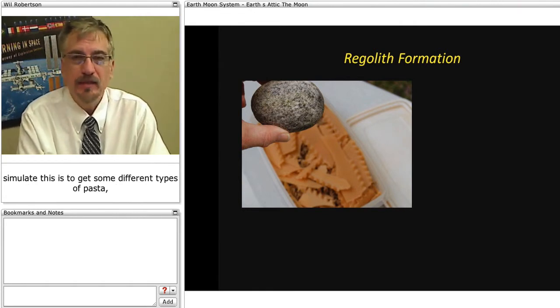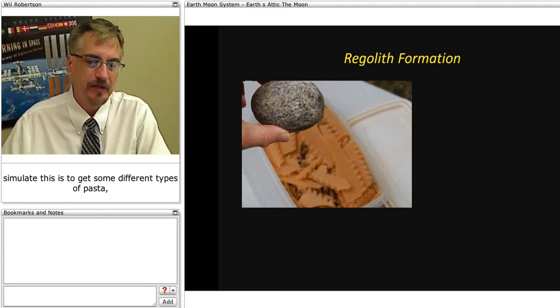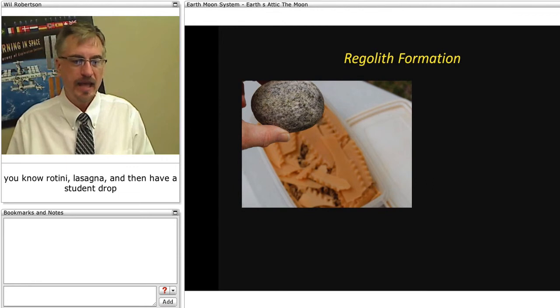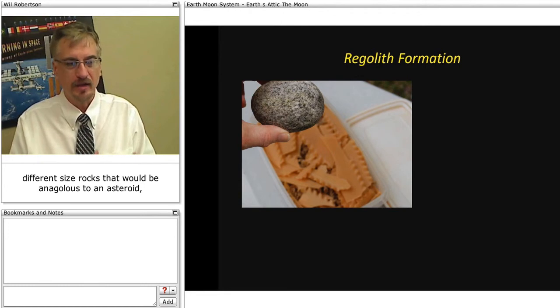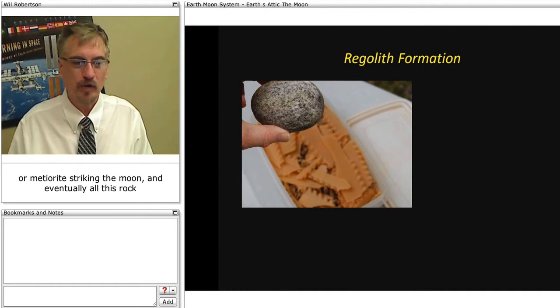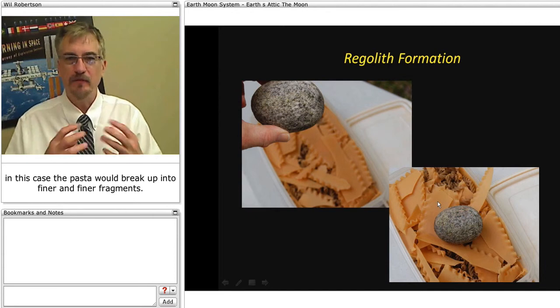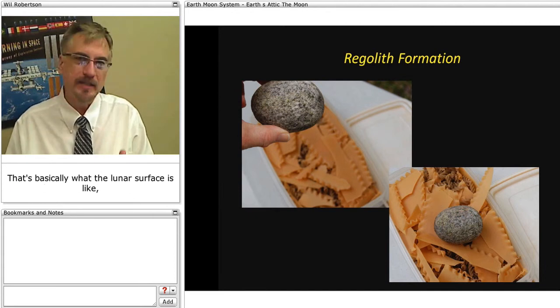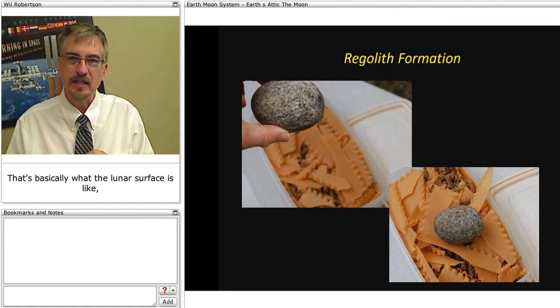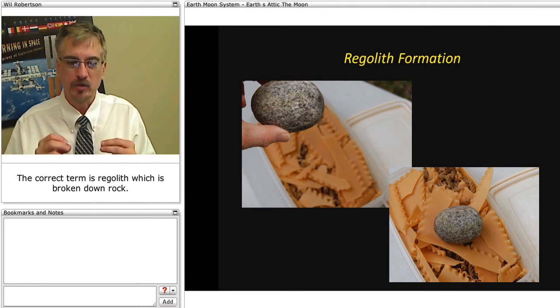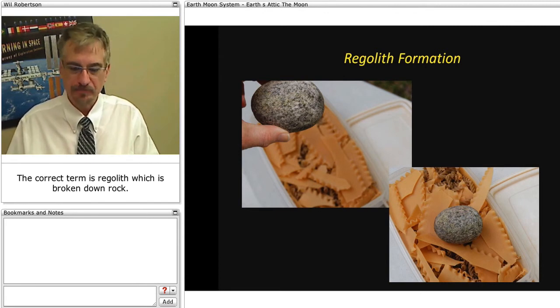And how you simulate this is to get some different types of pasta, rotini, lasagna, and then have a student drop different size rocks that would be analogous to an asteroid or meteorite striking the moon. And eventually all this rock, in this case the pasta, will break up into finer and finer fragments. And that's basically what the lunar surface is like. It's really, again, incorrect to call it lunar soil. The correct term is regolith, which is broken down rock.